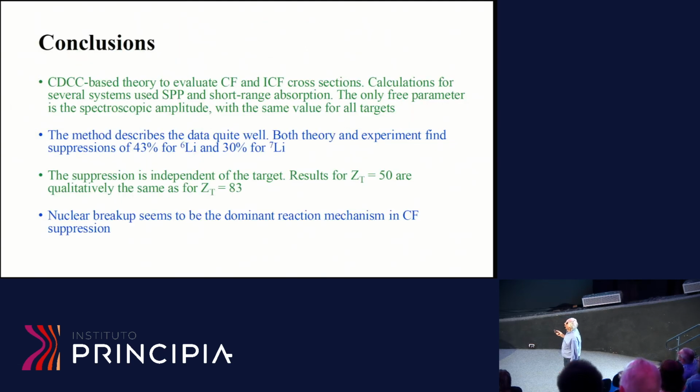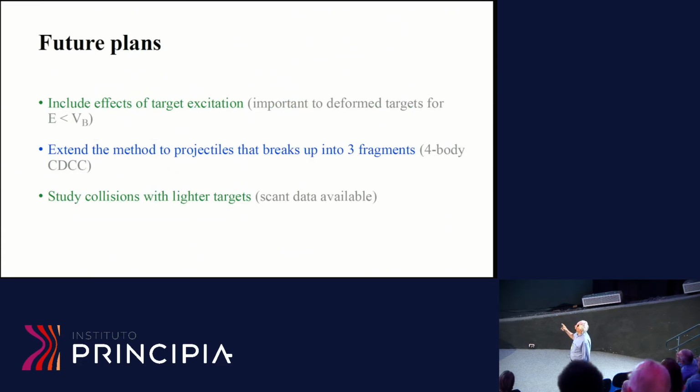just to finish, the conclusions are what I have just mentioned. And future plans include taking into account excitation of the target, which the CDCC method, where we use the Fresco code, doesn't allow directly. And we want also to extend the calculation for systems that break up into 3 pieces, and to do some calculation for lighter nuclei. Thank you.